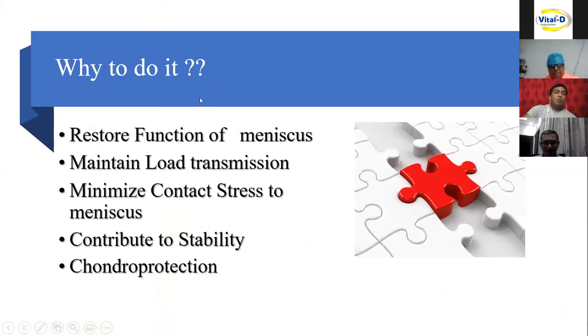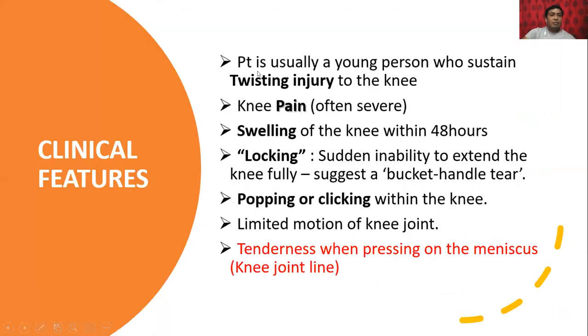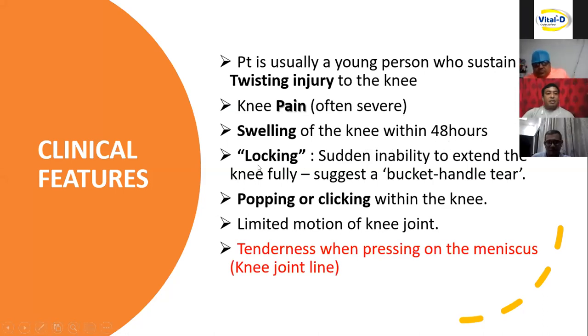We have to do the meniscal repair for load transmission, to minimize contact stress, and to contribute to stability and chondral protection. The clinical features: usually there is a history of twisting injury and acute knee pain, often severe, and slow onset of swelling within 48 hours. There may be a history of locking, which is suggestive of a bucket handle tear.